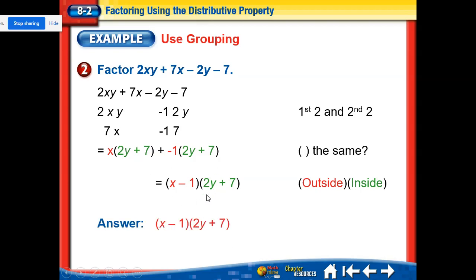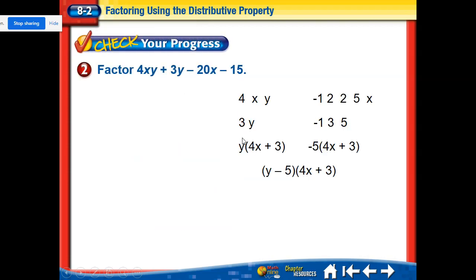Now I could write it opposite. I could write it as 2y plus 7 and then x minus 1, and that's fine. That is acceptable. All right, but that's how we do a grouping. Again, the grouping occurs when there's 4 terms. So whenever you see the 4 terms like that, you want to make it a grouping. So let's do another one.